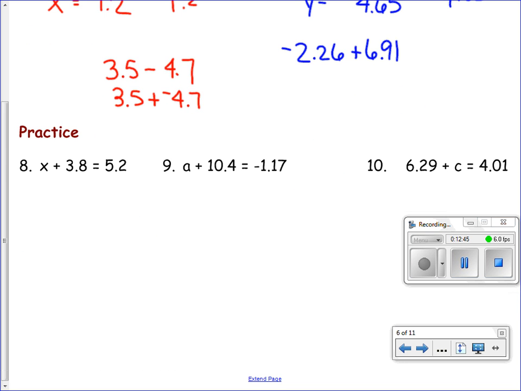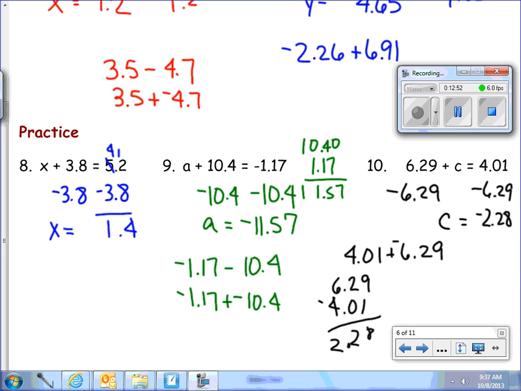Go ahead and do 8, 9, and 10 on your own and come back and check your answers. Please check your 8, 9, and 10. Again, if you need to write it linear, horizontal, in order to help you understand what operation you're going to be doing and what sign your answer is going to be, please do that.